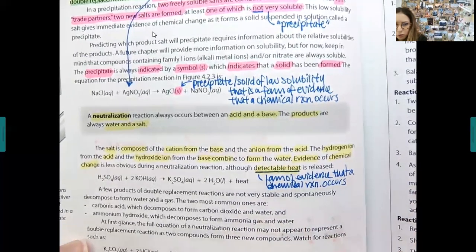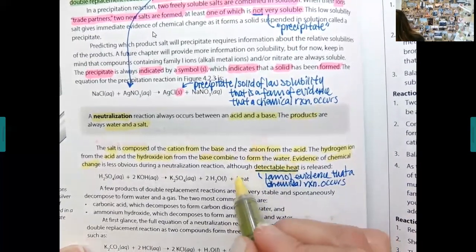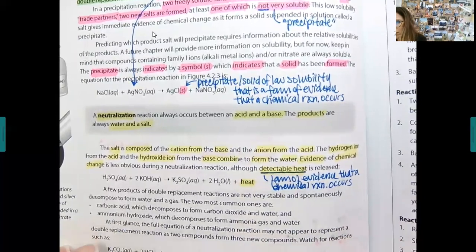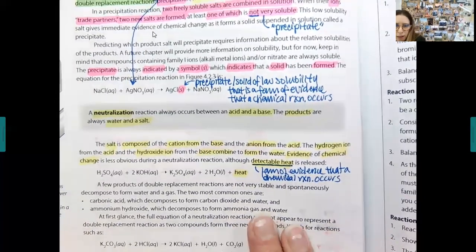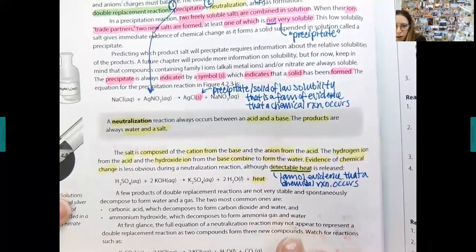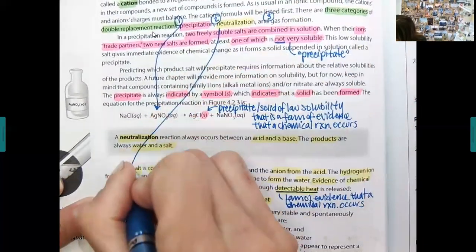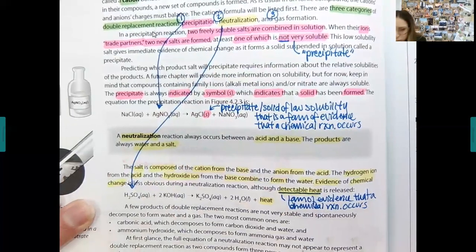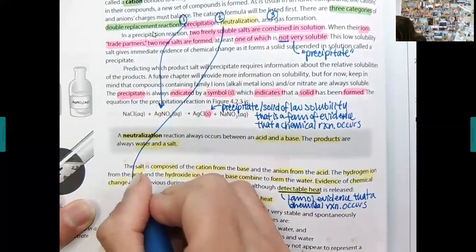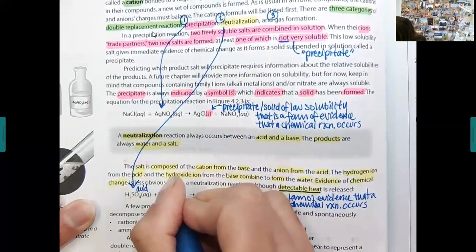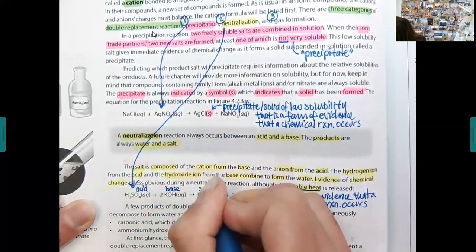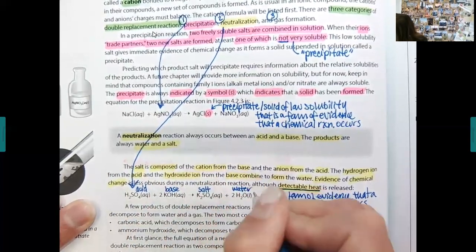Okay, you'll notice here that they wrote heat after this neutralization reaction. That's not typically done, but they're just doing that to emphasize that it's coming off when it occurs. So I'm going to draw an arrow down to here, because this is my neutralization reaction. This is my acid combining with a base to form a salt and water.